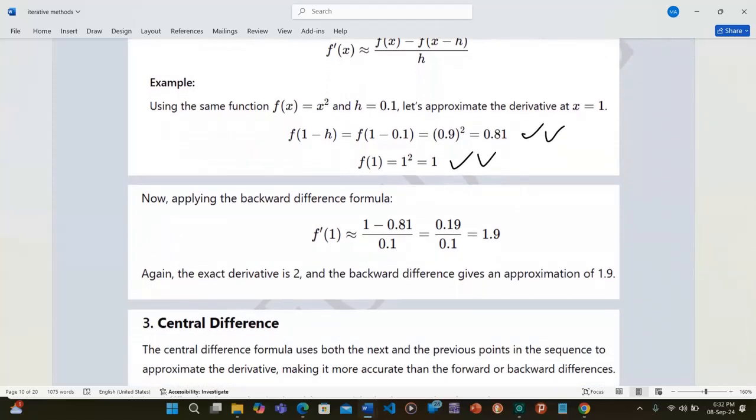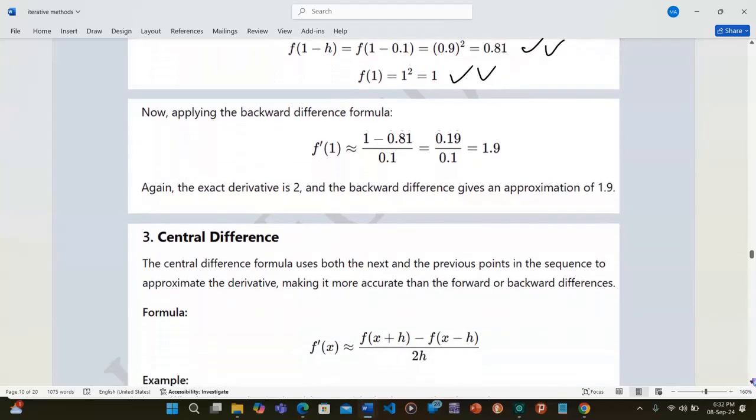So we see that the exact derivative is 2, but the backward difference gives an approximation of 1.9. Likewise, this kind of approximation can work in some areas, and in other areas it may not work. This can work maybe in mechanical, but in electronics it may not work. So you must understand where some of these methods can be applicable. It still remains an approximation because 2 and 1.9 are very close to each other.